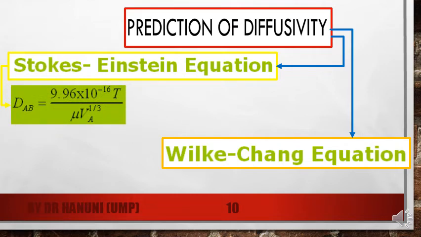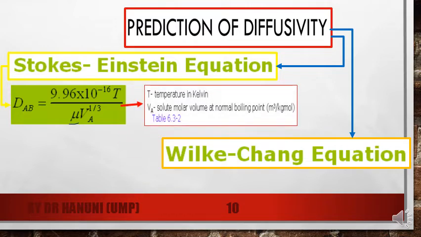I think there are not many complicated parameters here, where the mu here stands for the viscosity of the solution, and VA is the solute molar volume, which is from table 6.32. And we go to the next one, which is the Wilke-Chang equation.